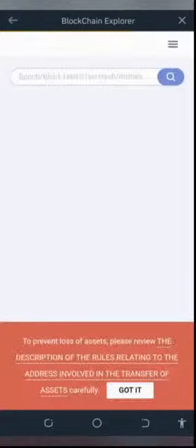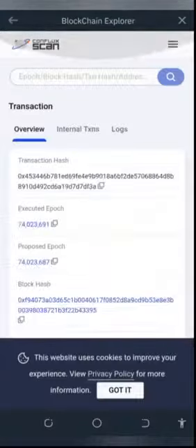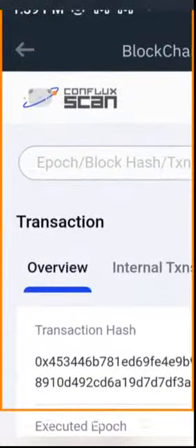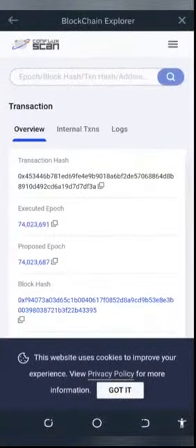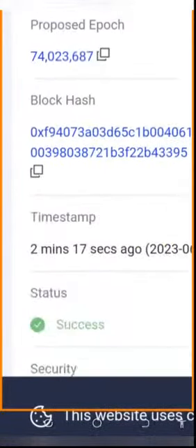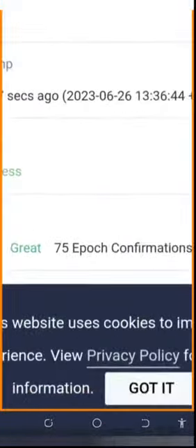Let me click on this, to see whether it will take me somewhere to see what's going on currently. This is what happens when you're trying to send money through networks. It takes time. Okay, to prevent the loss of assets, please... Oh, what's all this? Okay, got it. Let's see what is going on here. Is there anything we need to check? This is Conflux Scan. It's still doing its thing. Still working. It says success. Actually, the status is success.